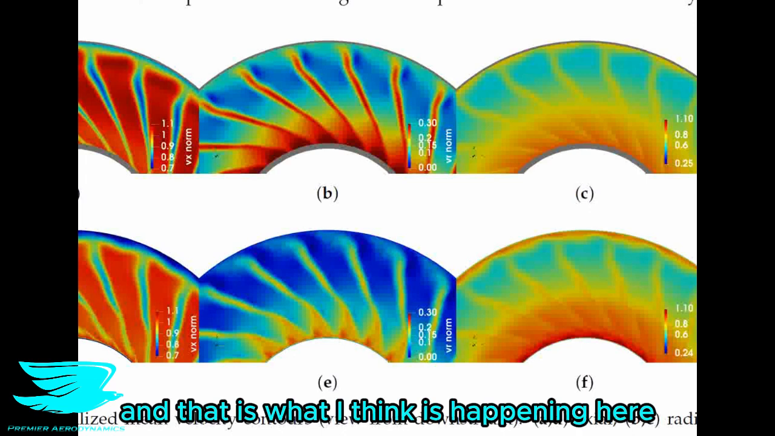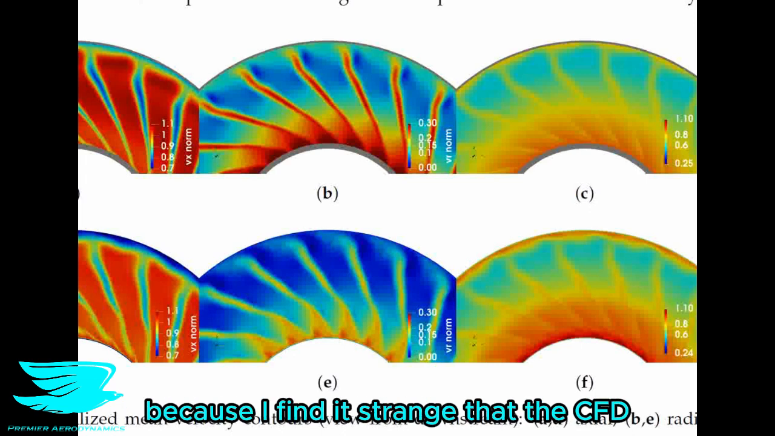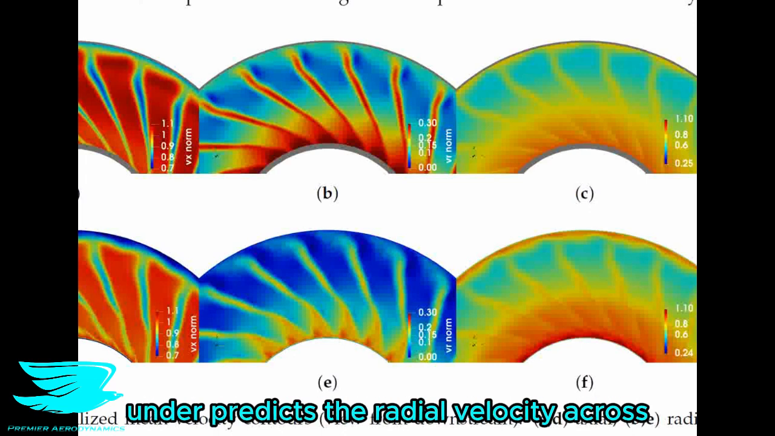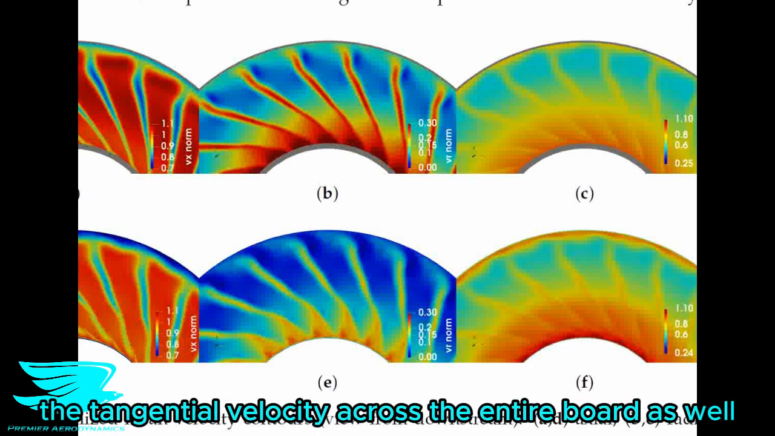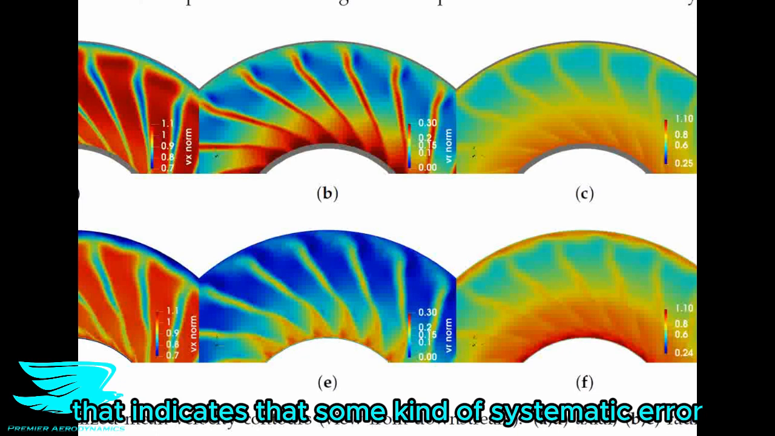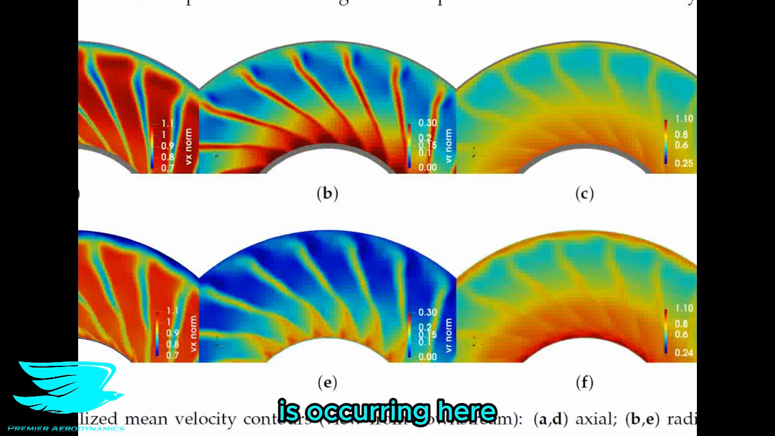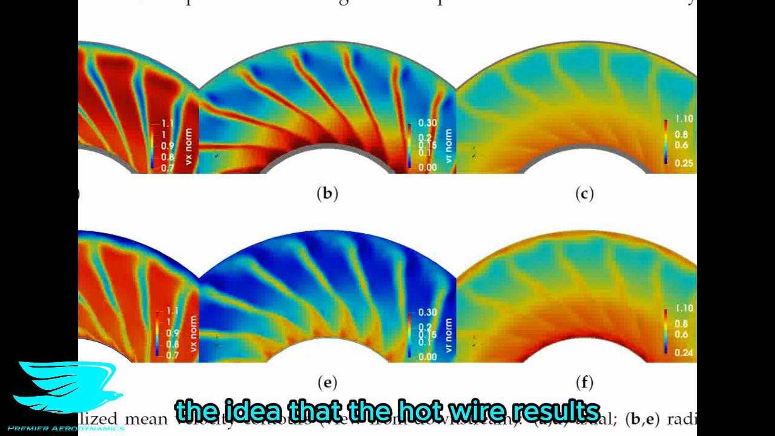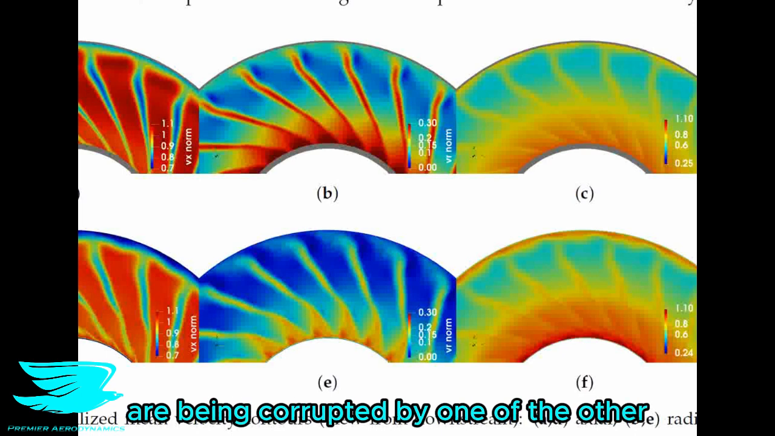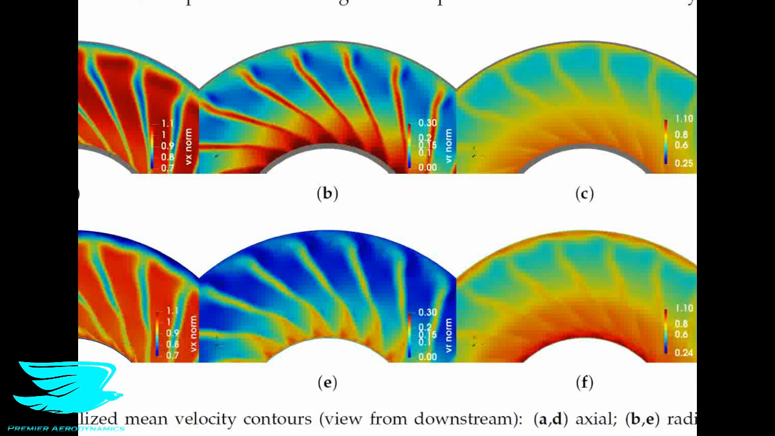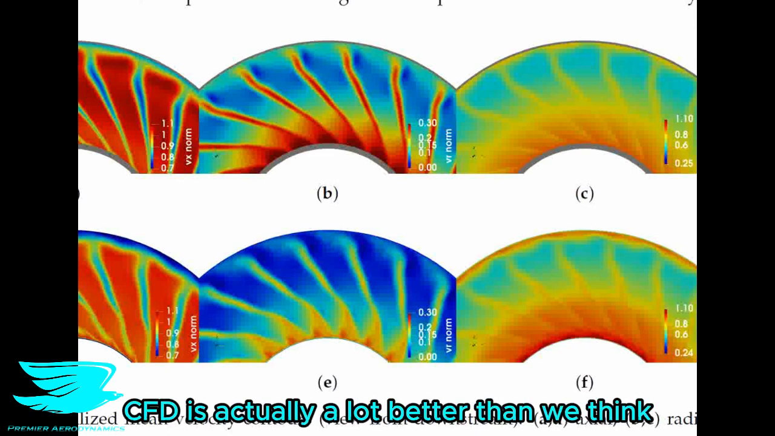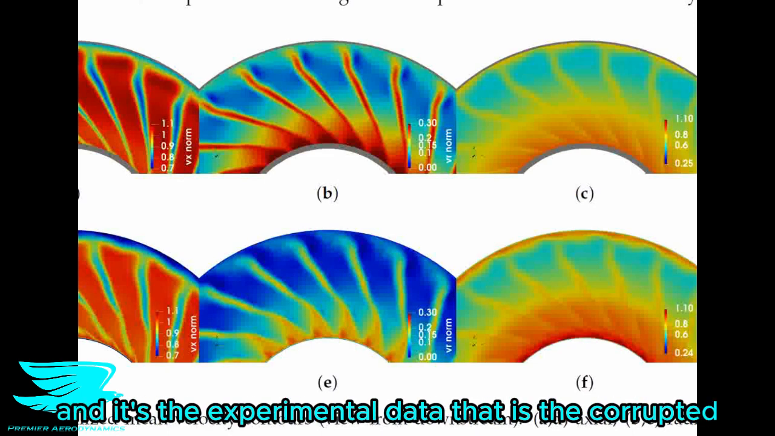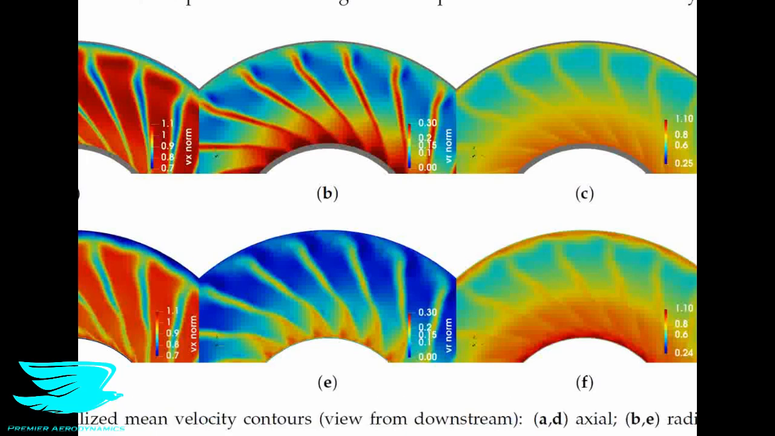And that is what I think is happening here, because I find it strange that the CFD underpredicts the radial velocity across the entire board, but overpredicts the tangential velocity across the entire board as well. That indicates that some kind of systematic error is occurring here, and that fits the idea that the hot wire results are being corrupted by one of the other orthogonal velocities. So I think that in this case the CFD is actually a lot better than what we think, and it's the experimental data that is the corrupted data.